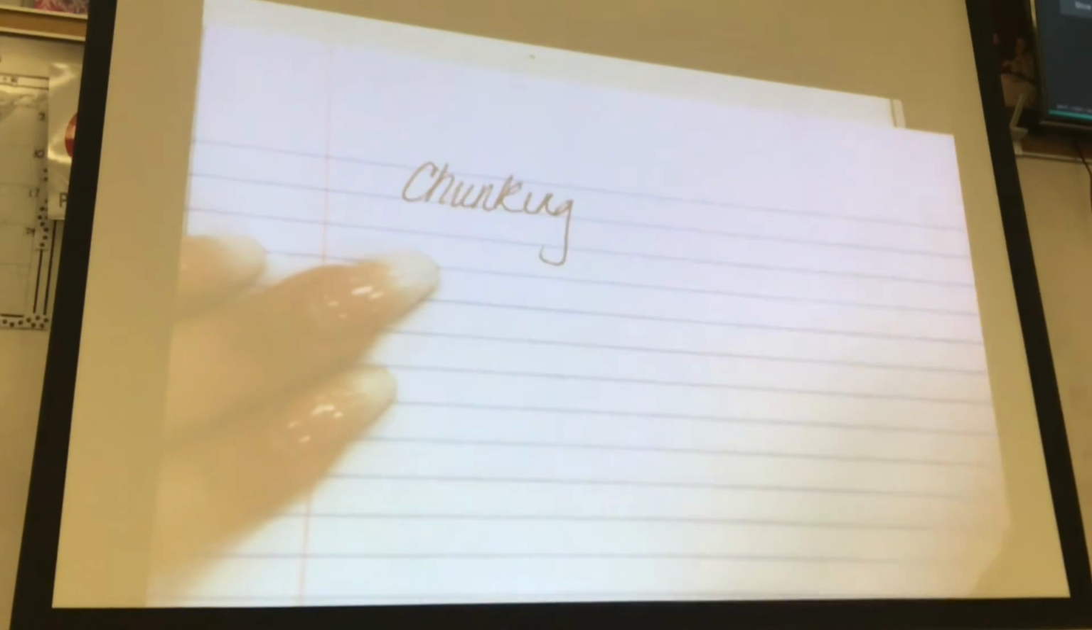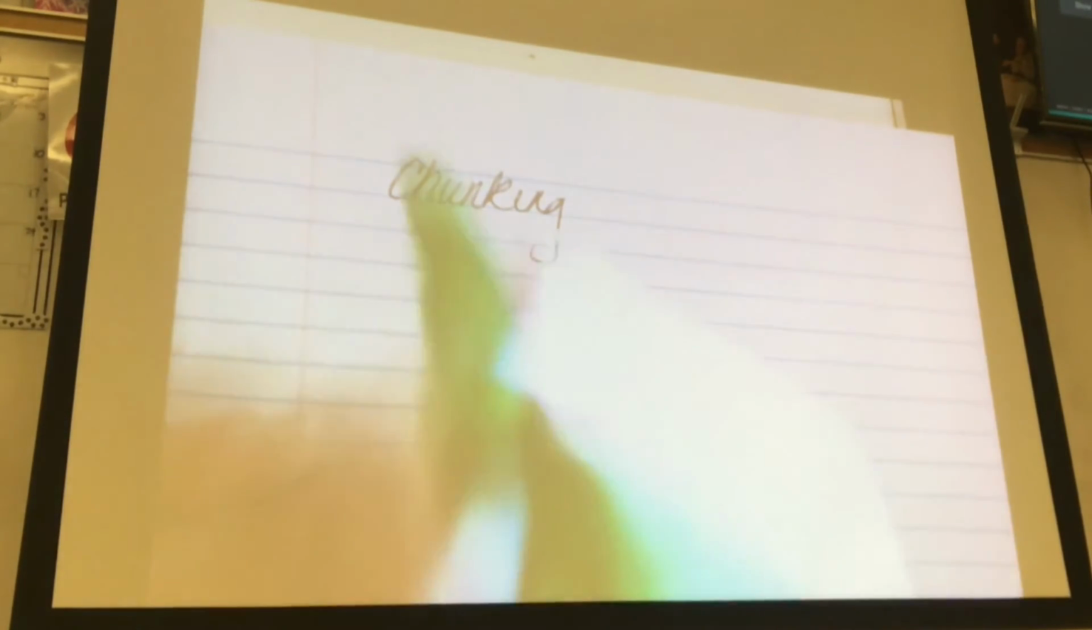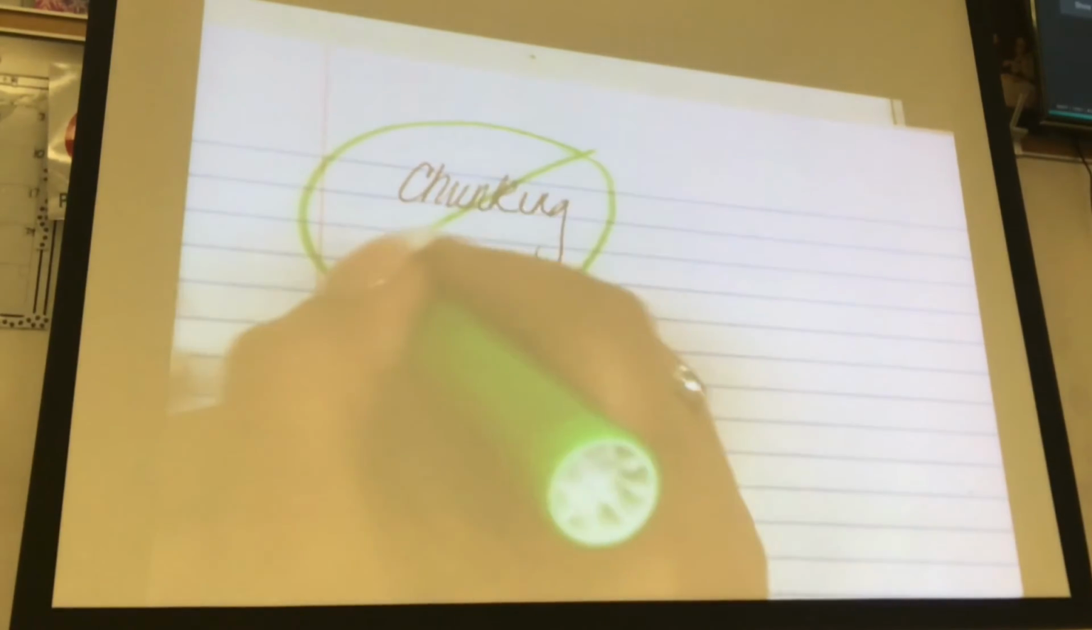All right. So let me show you when chunking does not work. And then I have one more thing to show you guys. So chunking does not always work.